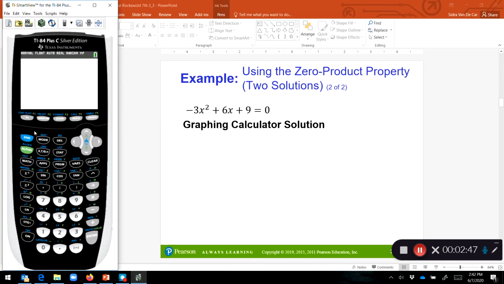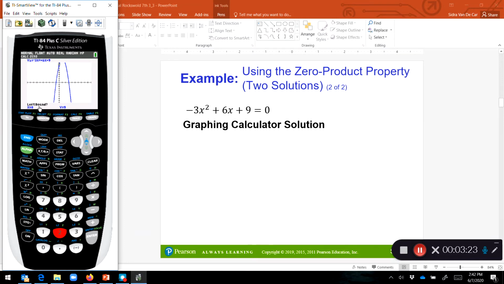If I pull up my graphing calculator and I go to y equals, and I type in that equation, negative 3x squared plus 6x plus 9, and I graph that equation, it looks something like this. And these two zeros should match the zeros that I found. Now to find them exactly, you can hit second and the trace key to bring up the calc menu. And your option 2 is the zero.